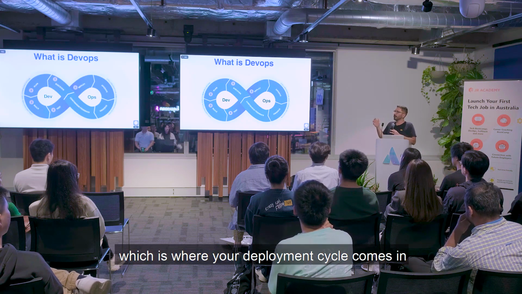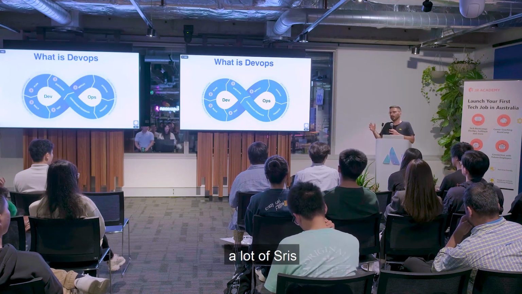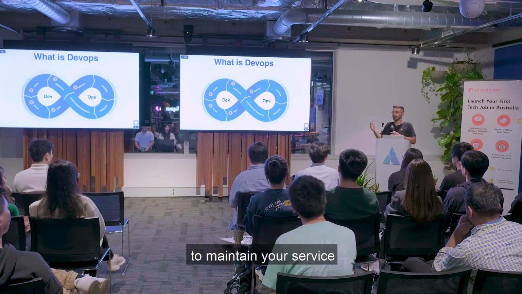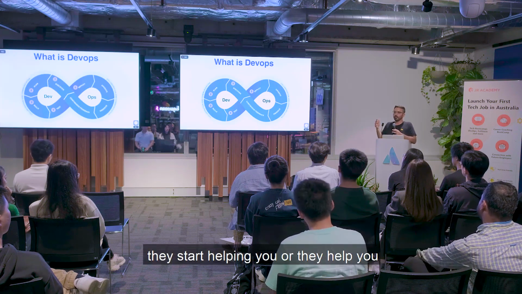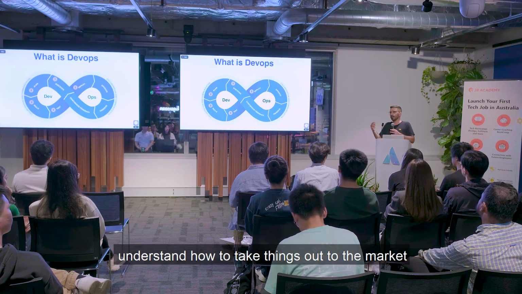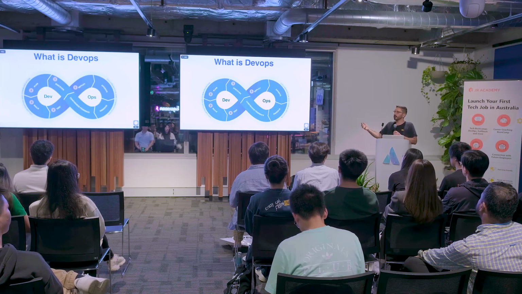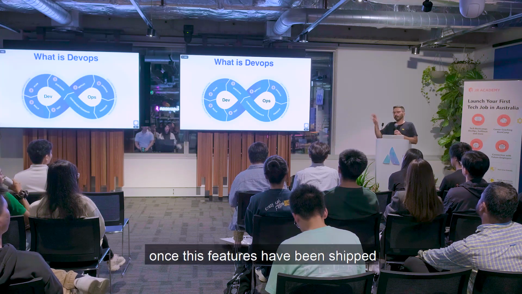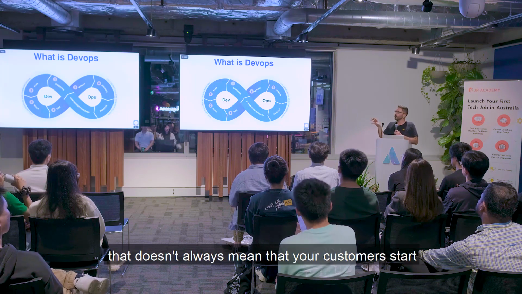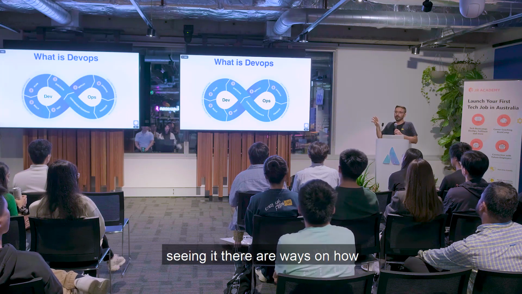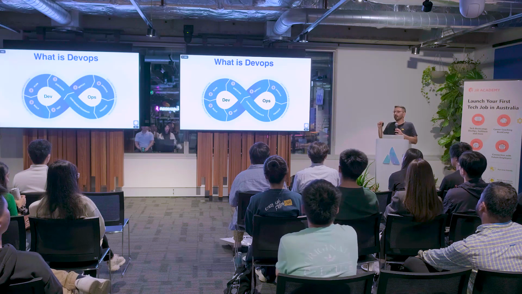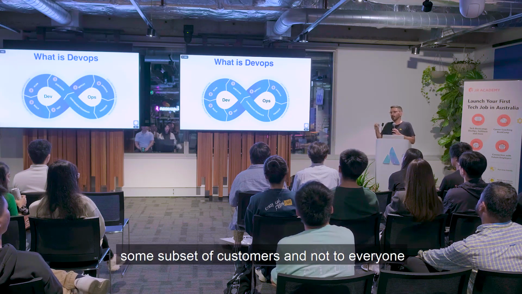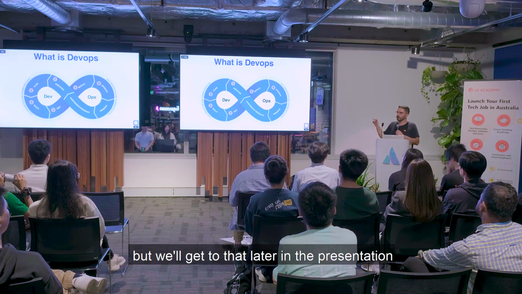Which is where your deployment cycle comes in, where a lot of SREs, a lot of people who maintain your systems, who maintain your servers, start helping you out. They help you understand how to take things out to the market, how to deploy, how to ship your releases, how to ship your features going out. Once the features have been shipped, that doesn't always mean that your customers start seeing it. There are ways in which some features are shown to some subset of customers and not to everyone, but we'll get to that later in the presentation.